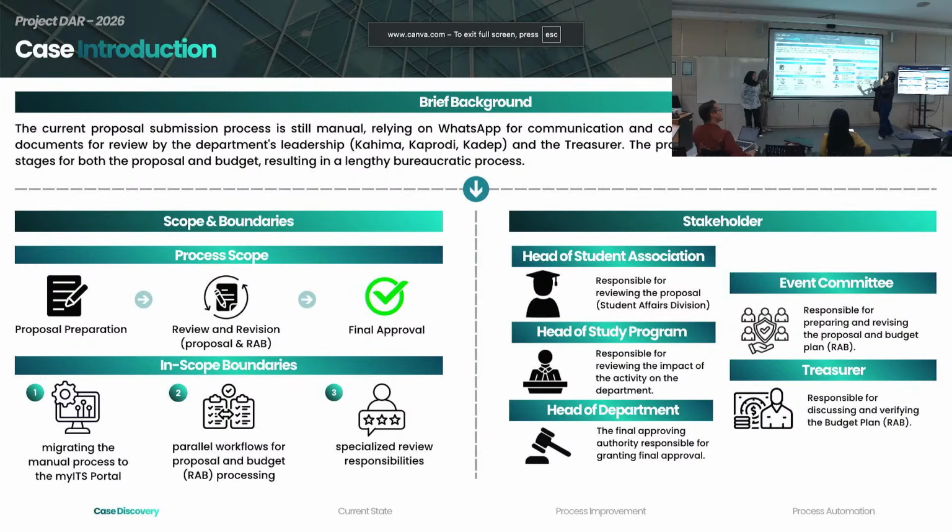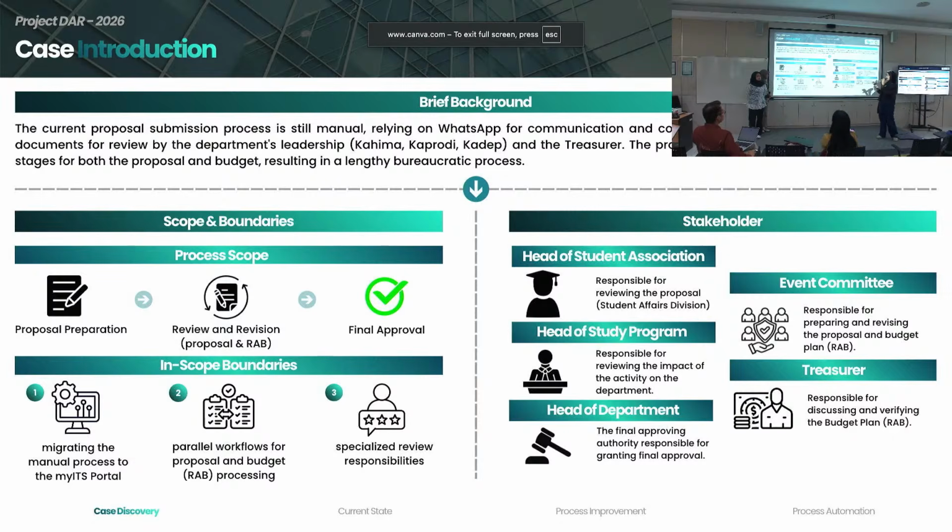And the second one is the in-scope boundaries. In-scope boundaries are what we could change about this case, which we're going to explain later in this presentation. The first one is migrating the manual process from WhatsApp and physical documentation to the MyITS portal. The MyITS portal is a portal where each student can access all the facilities it provides, and we want to implement this submission process into the MyITS portal also, so that every student and every stakeholder involved could access it at the same time.